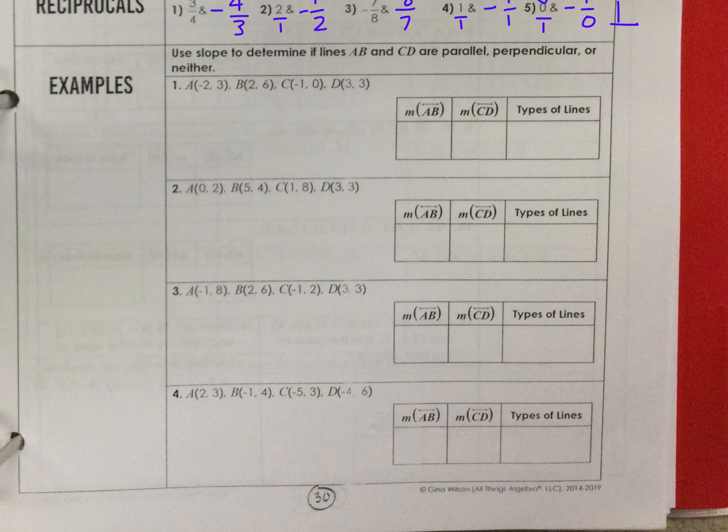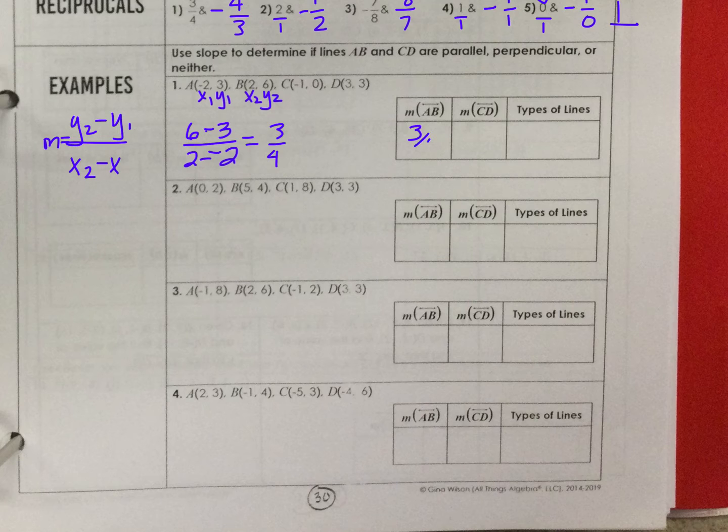All right, this is similar to what we did yesterday. We are going to find the slope. So to do that, we say y2 minus y1 over x2 minus x1. I'm going to work one out, just an example, and then I'm just going to tell you the answers for the others. So I would say 6 minus 3 over 2 minus negative 2. So that equals 3 over 4. So the slope of line AB is 3 over 4.